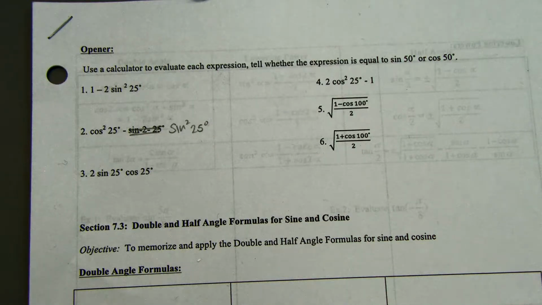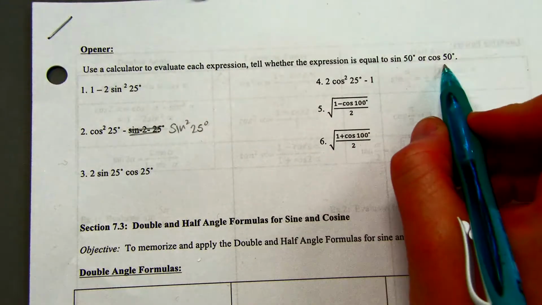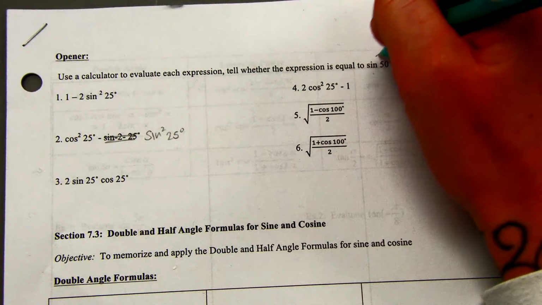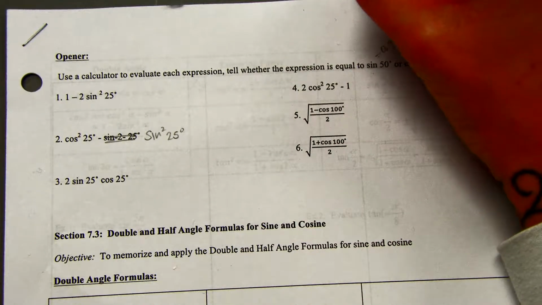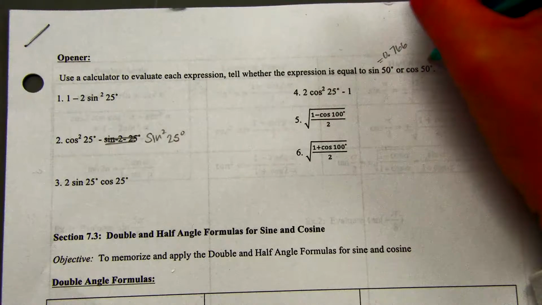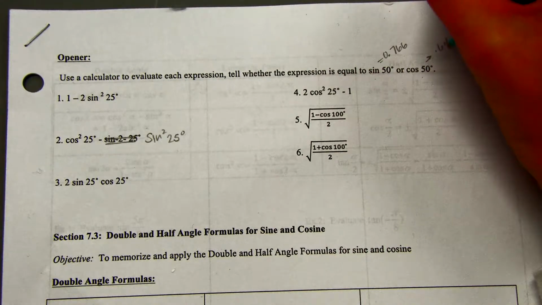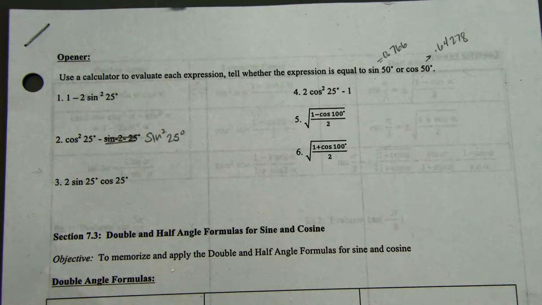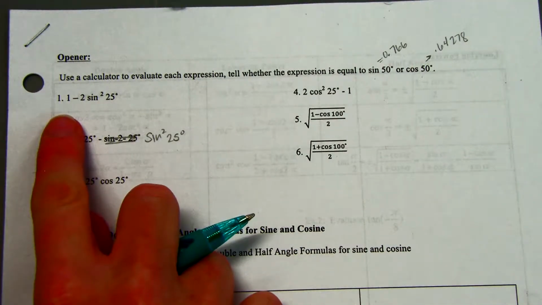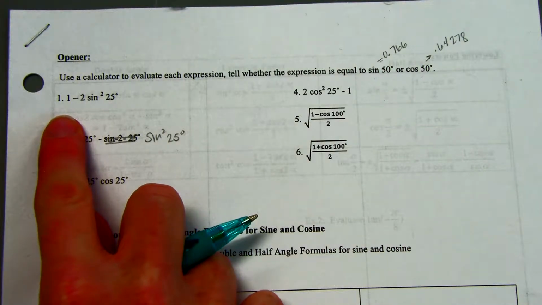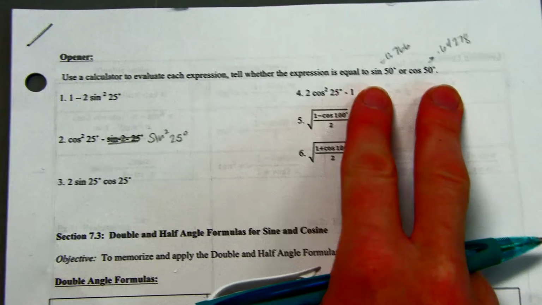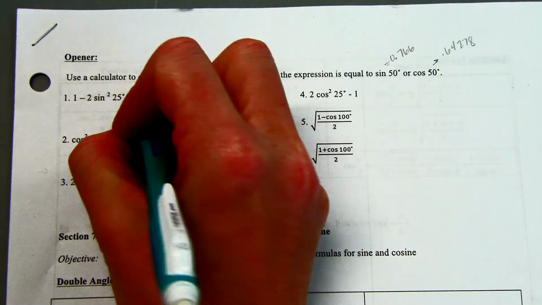Okay, so the goal for our opener here is to just give you an exposure to what these new formulas are going to be. So you've got sine 50 and cosine 50. I actually calculated these values first, 0.766, and this one's 0.64278. And so what about this one? 1 minus 2 sine squared 25 is equal to which one? Sine or cosine 50? This is equal to cosine 50.